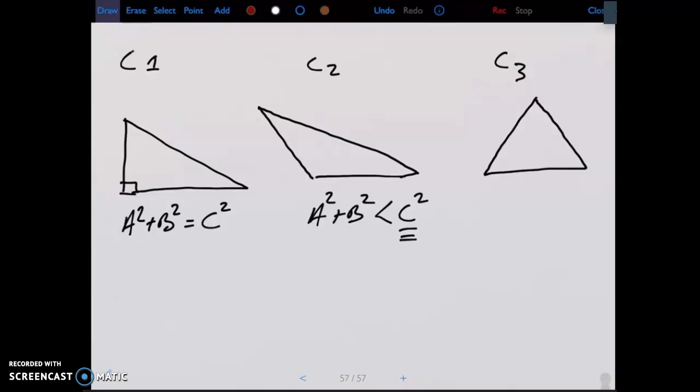And then finally, if a squared plus b squared is greater than c squared, now the hypotenuse is smaller. So normally they equal, but now the hypotenuse is smaller. That's going to make it an acute triangle. Let's do an example here. It might take a second for this to flip over.